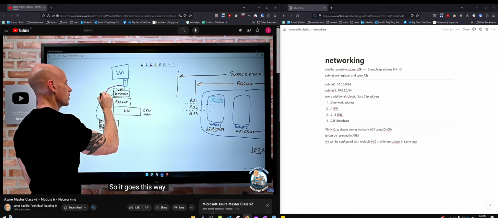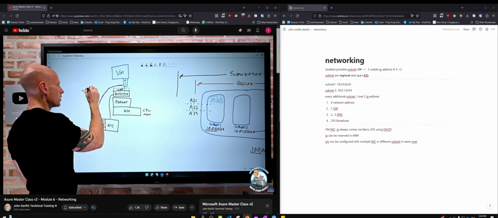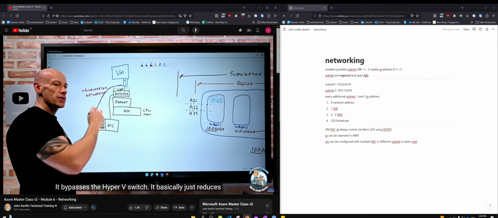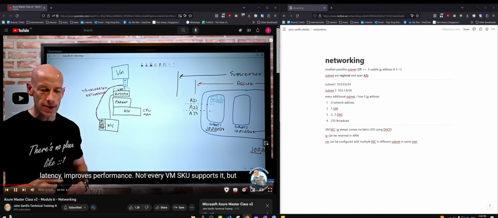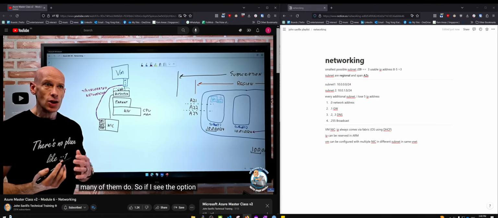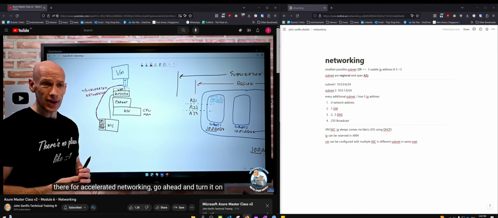So it goes this way. This is when I turn on accelerated networking. It bypasses the Hyper-V switch. It basically just reduces latency, it improves performance. Not every VM SKU supports it, but many of them do. So if I see the option there for accelerated networking, go ahead and turn it on.